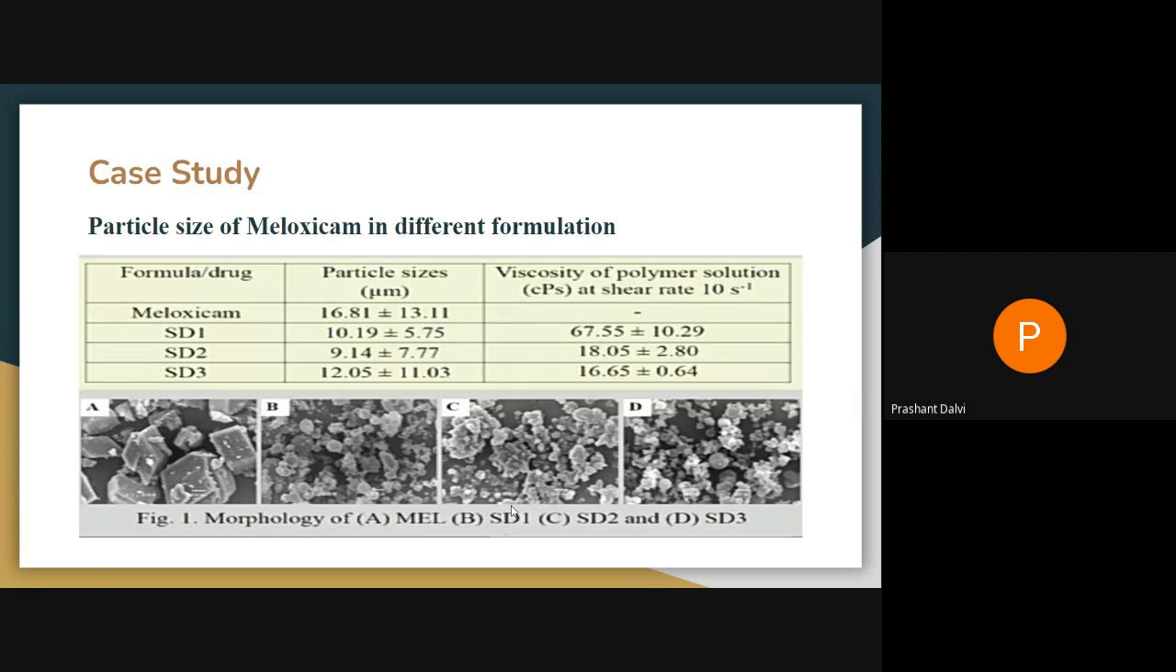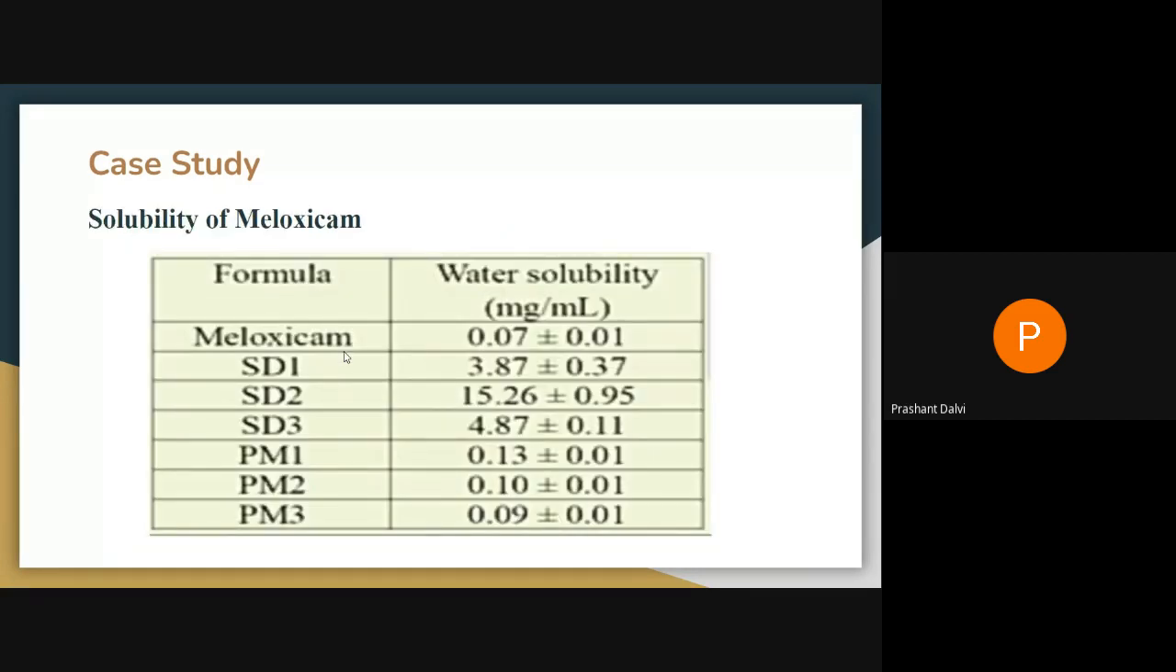After solubility, particle size is also very important. You can see here SD1 shows a particle size of 10 microns, SD2 is 9 microns, and SD3. SD2 is HPMC with poloxamer 188, and it shows the smaller particle size, which means a greater surface area and more absorption at this particular site. These are the water solubilities of the different formulations. SD1 shows 3.187, SD2 shows 15 mg per ml, and SD3 is 4 mg per ml.